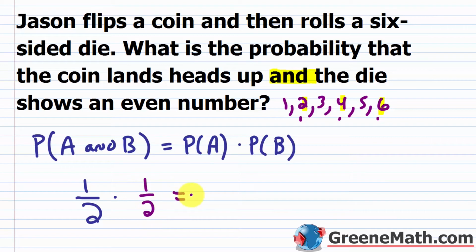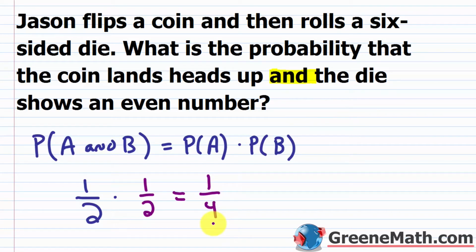Then you just multiply the two together, and you get 1/4. You can leave it as a fraction and say it's a probability of 1/4, or you can convert it to a decimal, which is 0.25, and then to a percentage and say it's 25%.